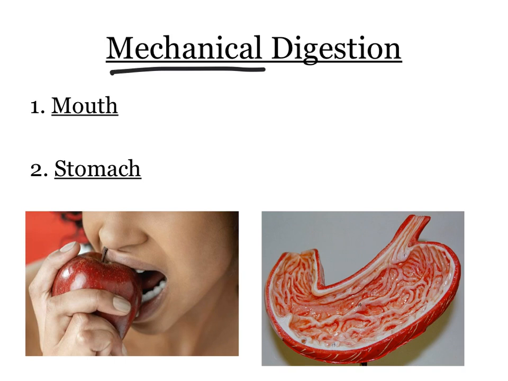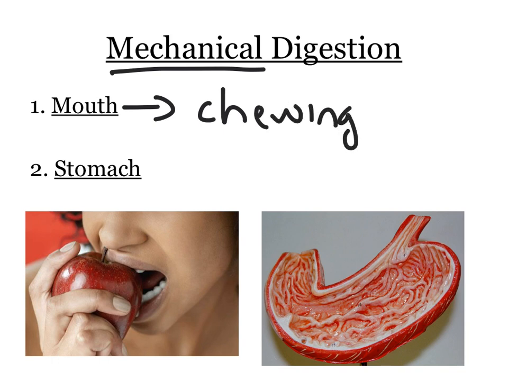We are not breaking down polymers into monomers. Instead, we're just literally cutting up food into smaller pieces. So this happens in two main locations. In the mouth, this happens via chewing, right? And in the mouth, the tongue helps to push food between teeth, and then the teeth actually grind the food up, cut it up into smaller pieces.